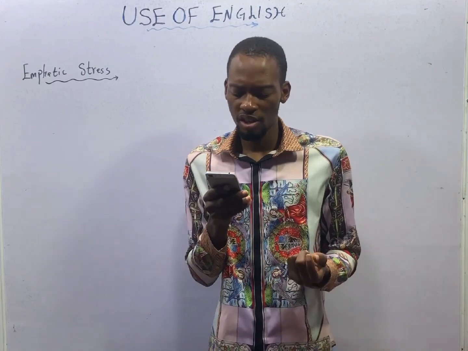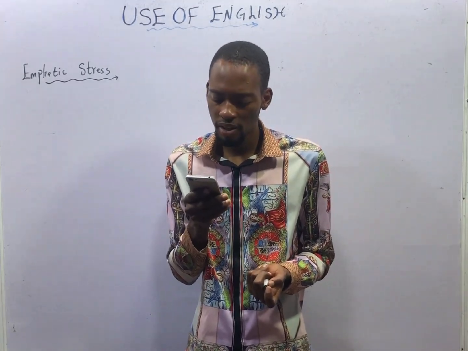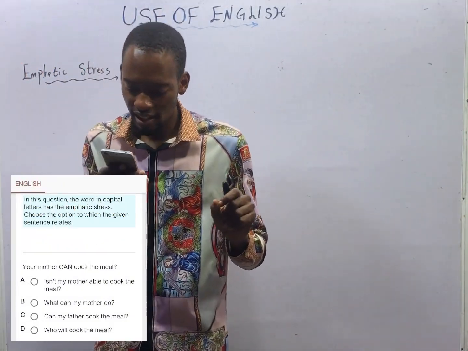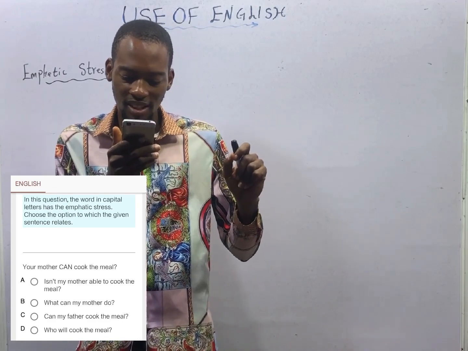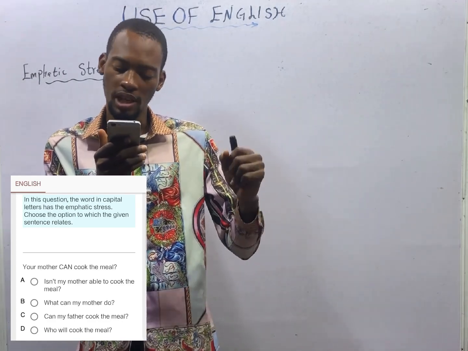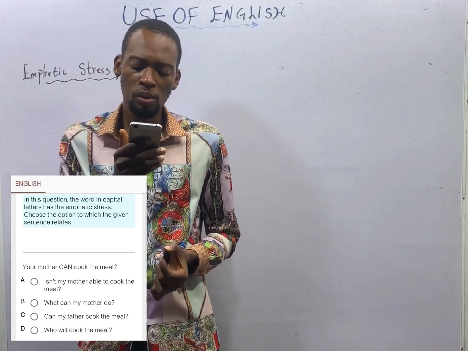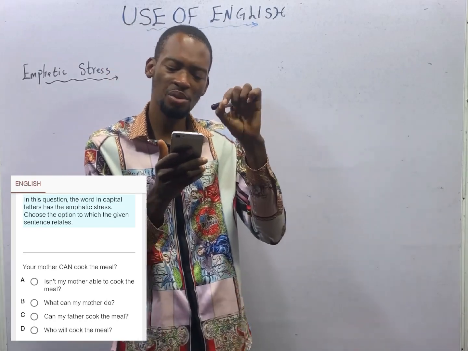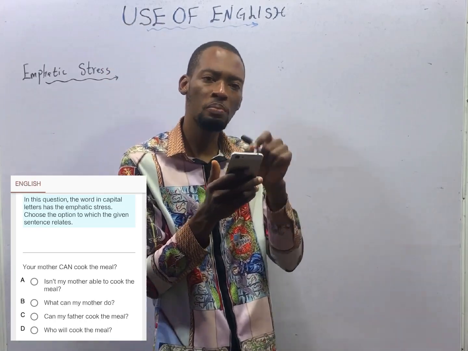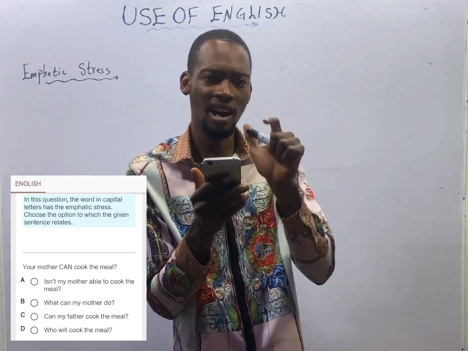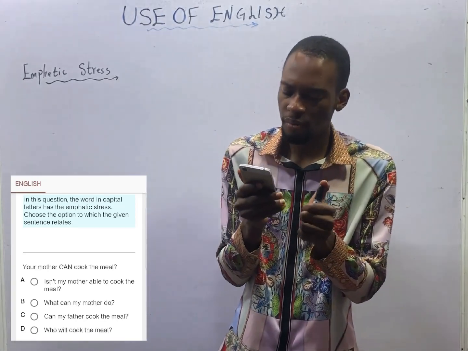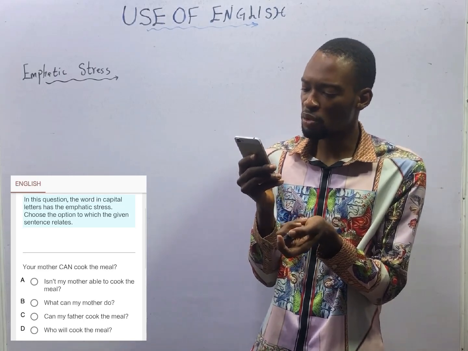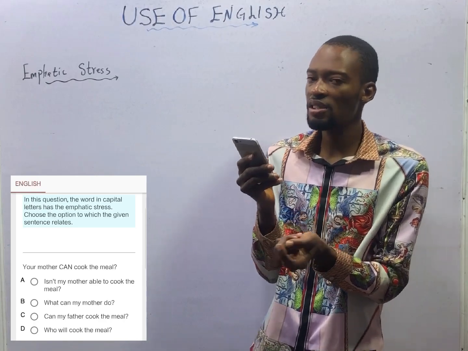Your mother can cook the meal. Can is emphasized. So option B and option C contain can, so they are wrong. Option D says who will cook the meal. If you are saying who will cook the meal, this question does not warrant us to stress can. Who will cook the meal is supposed to stress mother as the answer. Since mother isn't stressed, therefore: isn't my mother able to cook the meal? So can changes to able.